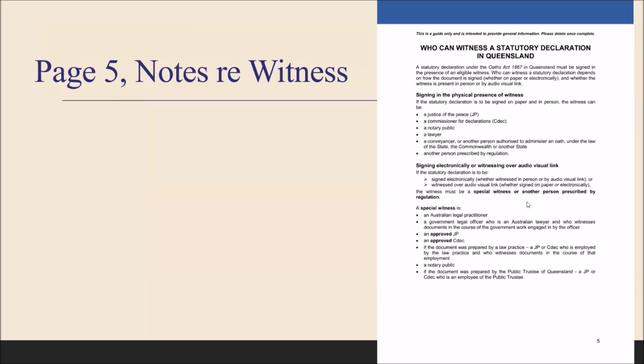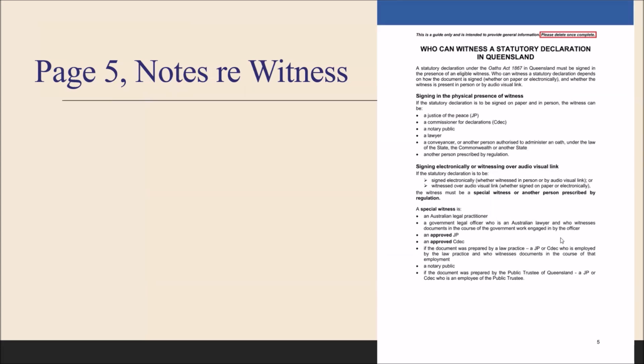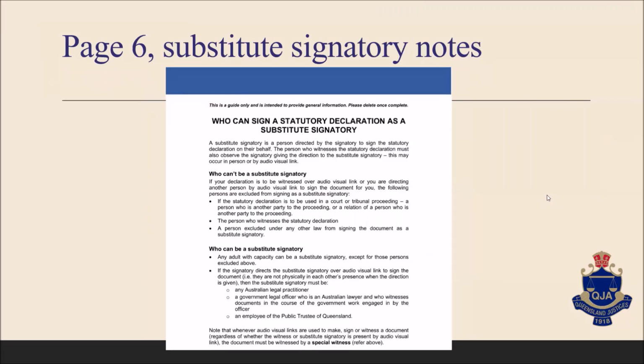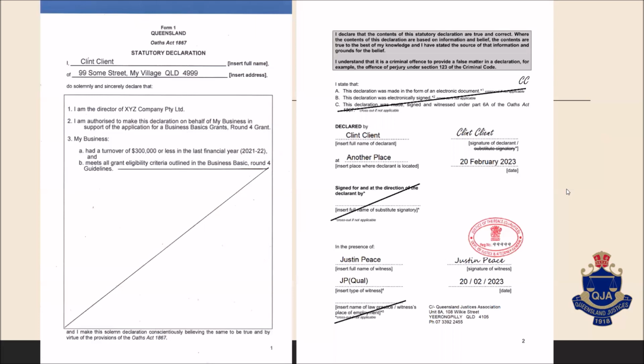Page 5 contains notes about the terms witness, substitute witness, and special witness. This page may be discarded. Similarly, page 6 contains notes about the substitute signatory. It also can be discarded as part of the final document. So, in the end, a completed document in 99% of cases will look something like this, simply page 1 and page 2.